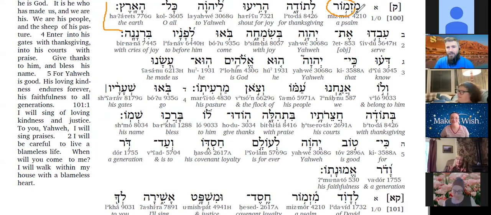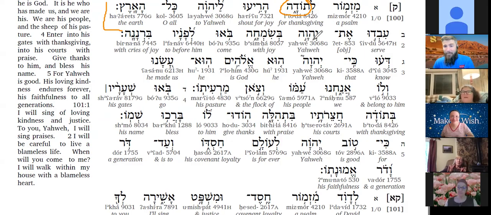Mizmor comes from the root zamar, which has to do with instrumentation, singing, and it's also the Hebrew word for a psalm. Tehillim is the book of Psalms. A mizmor is a singular psalm, and it's for the purpose of toda. What's the root? Giving.